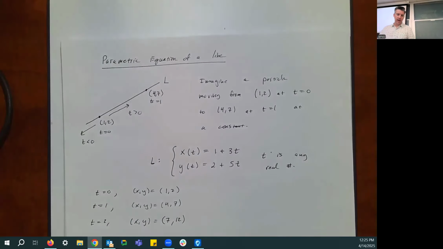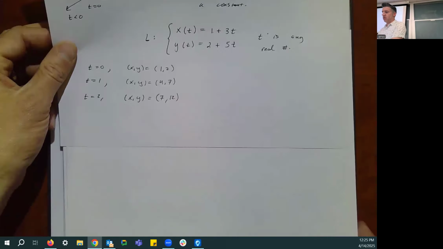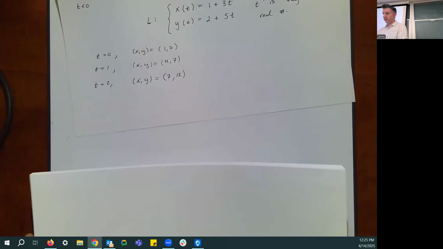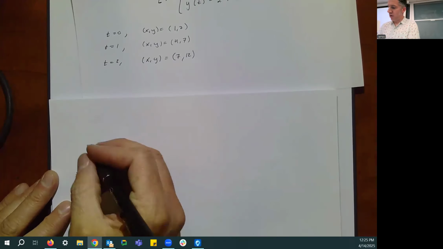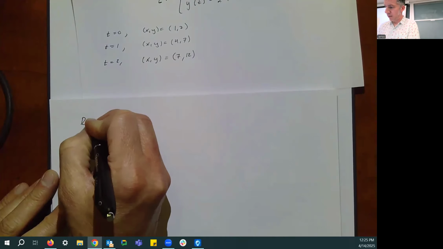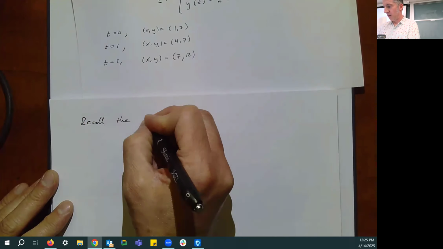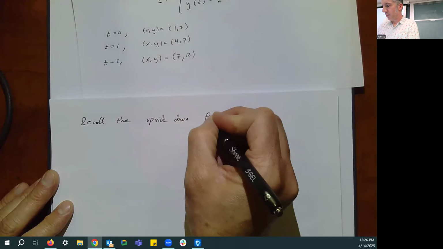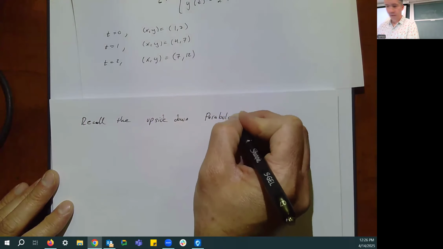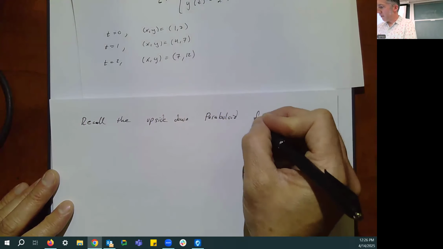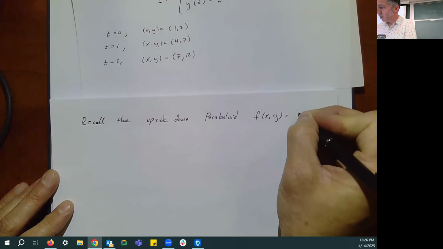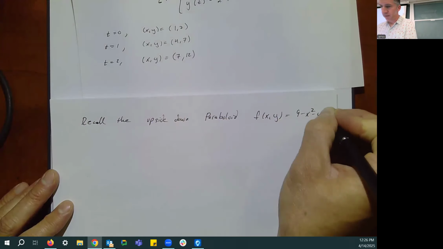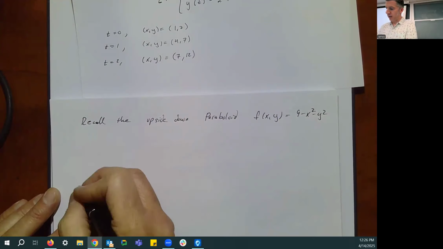So let's remind ourselves of a previous example that we've talked about, which was the upside down paraboloid. Let's go back and look at the following. So recall the upside down paraboloid, f of x comma y equal to 9 minus x squared minus y squared, which looks kind of like this.